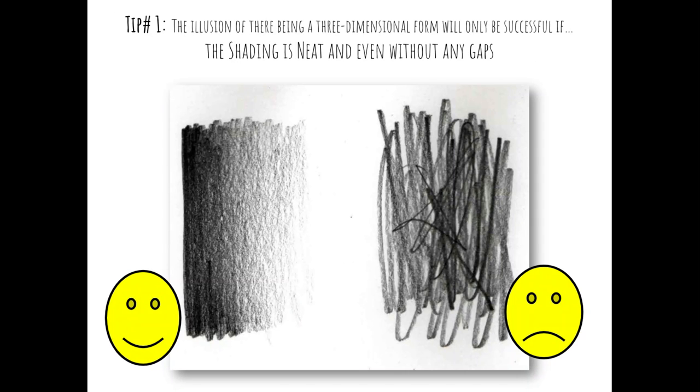You can see where all of those little marks are. You can see which direction their pencil was going in. You don't want that. You don't want messy lines. We want a nice blended shaded value.